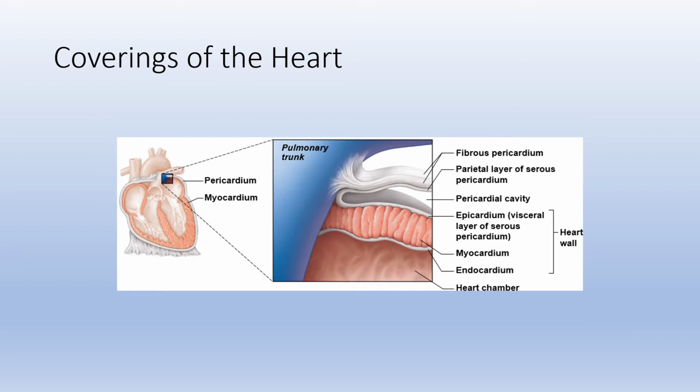reduce friction. And then, doubling as the outer layer of the heart wall, we have the last part of the pericardium, known as the visceral pericardium. The visceral layer of the serous pericardium is directly adhered to the outer surface of the heart, which is why it doubles as the outer layer of the heart wall, known as the epicardium.